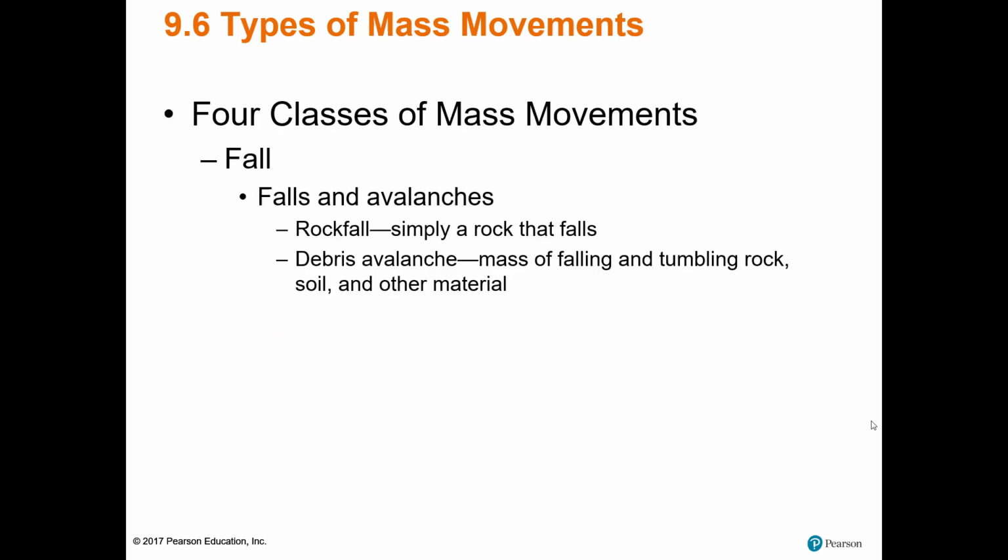With a fall, we would consider those to be falls and avalanches. Rock fall is simply a rock that falls. A debris avalanche picks up and carries material with it as it goes. It's a mass of falling and tumbling rock, soil, and other material. It can be tree trunks that have fallen down, buildings, large boulders, rocks, and soil.